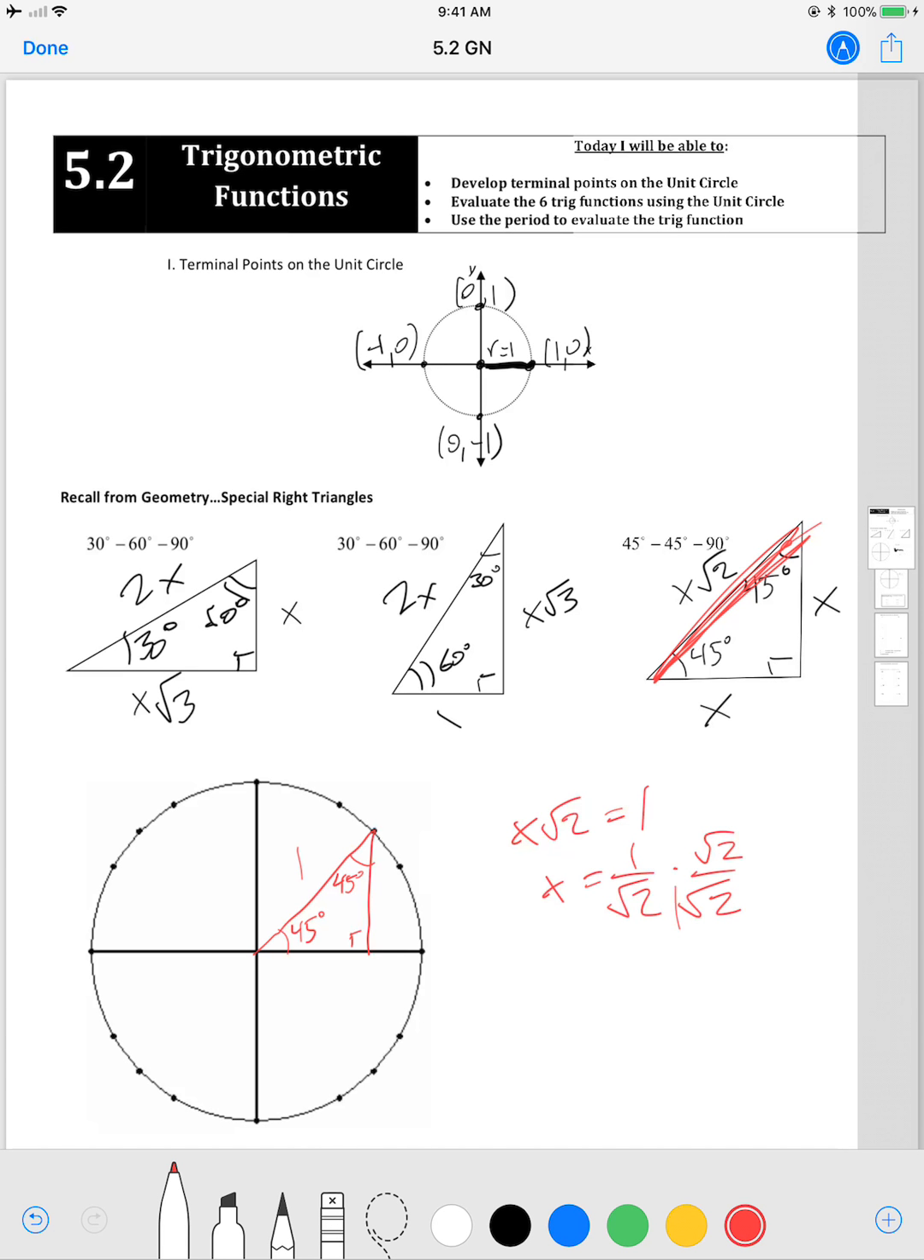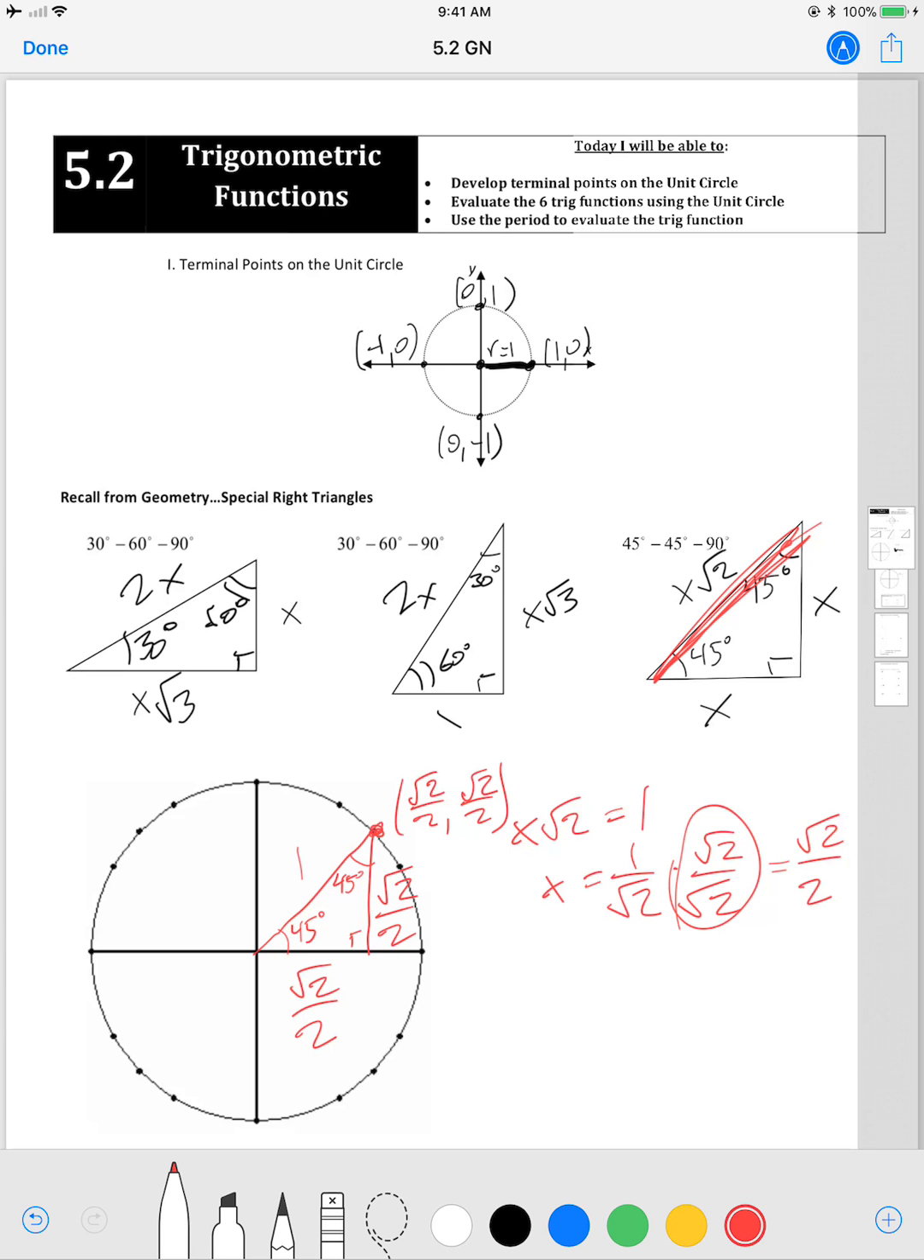Multiply by, this is really 1. But when I multiply by the square root of 2 over 2, square root of 2 times the square root of 2 is 2. So it gets rid of the radical in the denominator. So each leg is the square root of 2 over 2, which means this point's coordinates are the square root of 2 over 2, square root of 2 over 2.